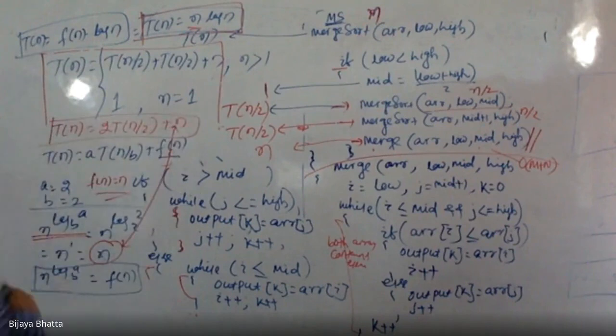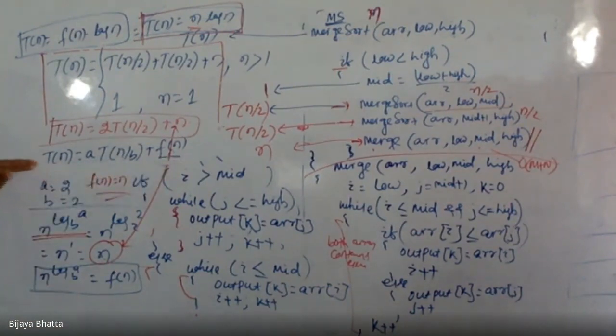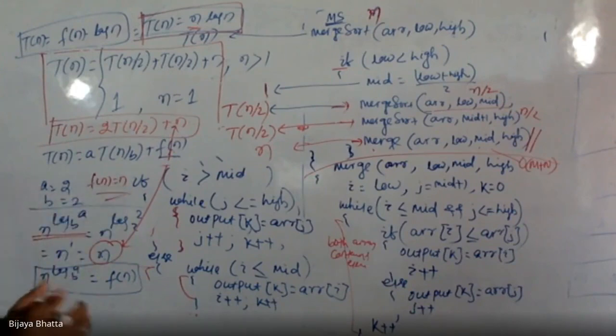So how to solve it? There are different methods you can use, but one of the common, well-known methods is the master method, and this equation falls into the same pattern of the master method, which is T n equals a T of n by b plus f of n. Where a equals 2, b equals 2, f of n equals n. That's how the master method calculates the time complexity.